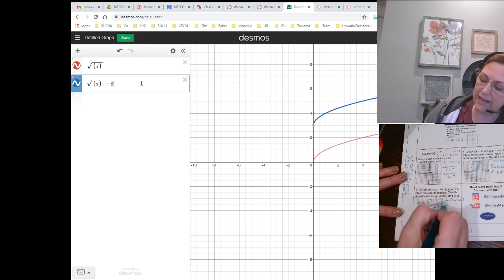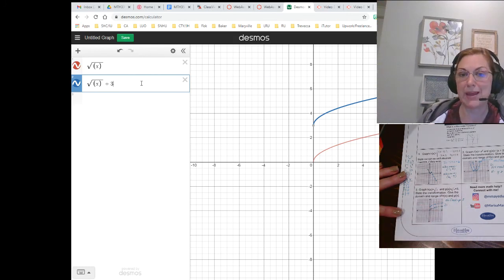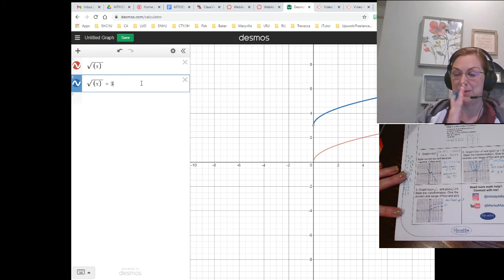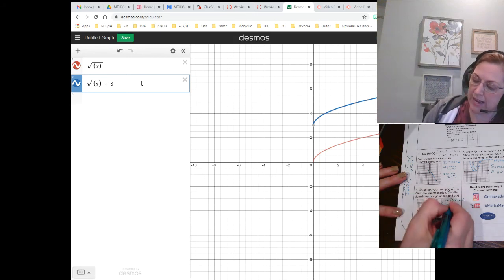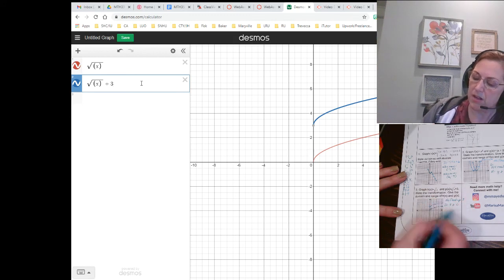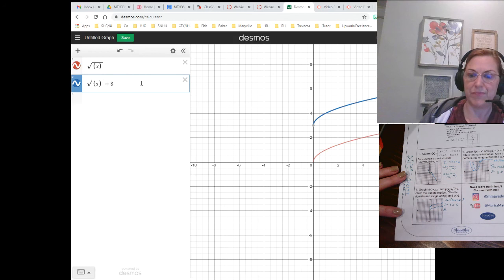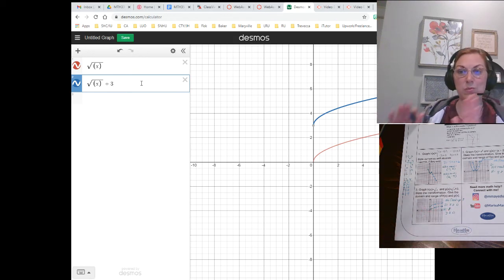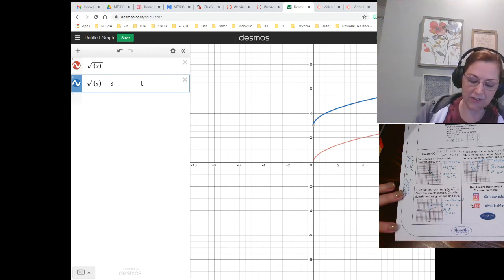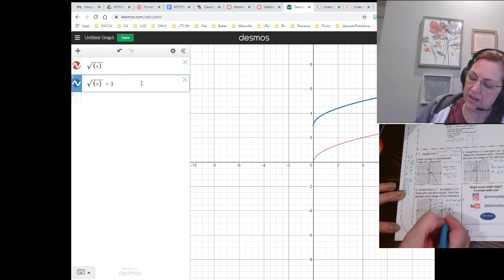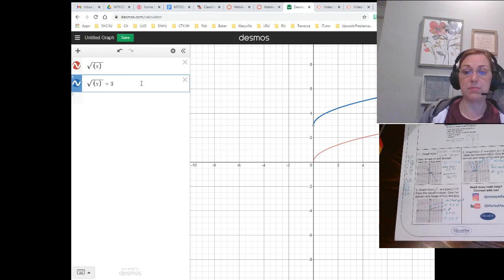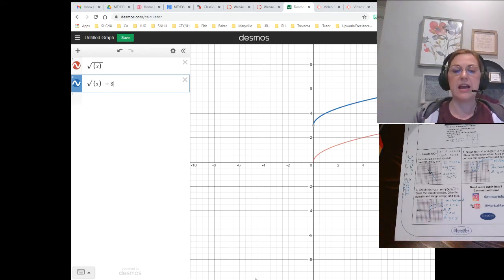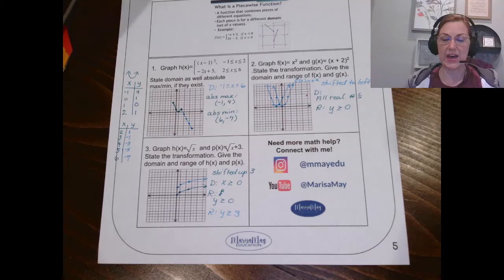Now let's talk about domain. We can tell from these graphs, both of the domains are from x being 0 and bigger. So we're going to say x is greater than or equal to 0. The ranges are a little different though, okay? The range for the first graph is that y is greater than or equal to 0. But when we shifted it up 3, then the range for the second graph is that y is greater than or equal to 3 because we shifted it up 3. And all of that information, I want you analyzing from the graph. So use Desmos here to help you with that.